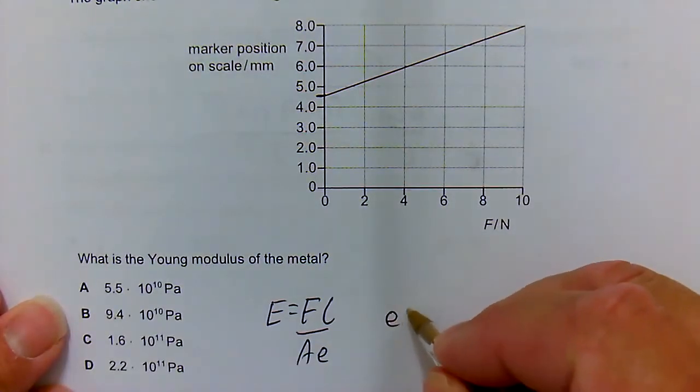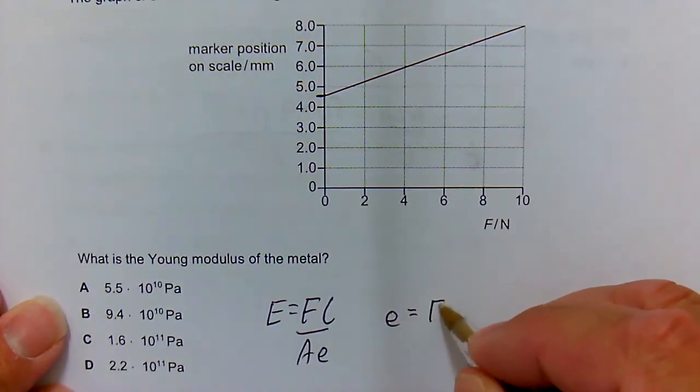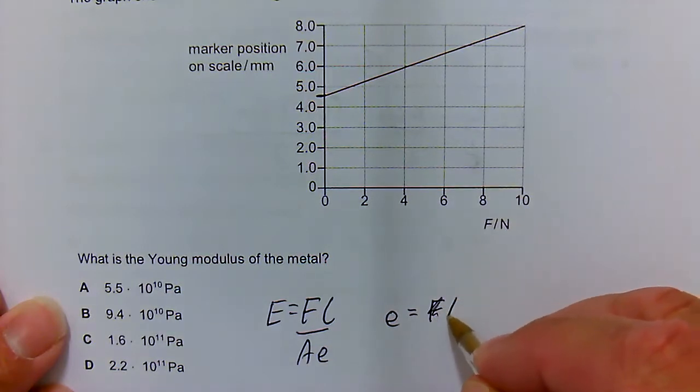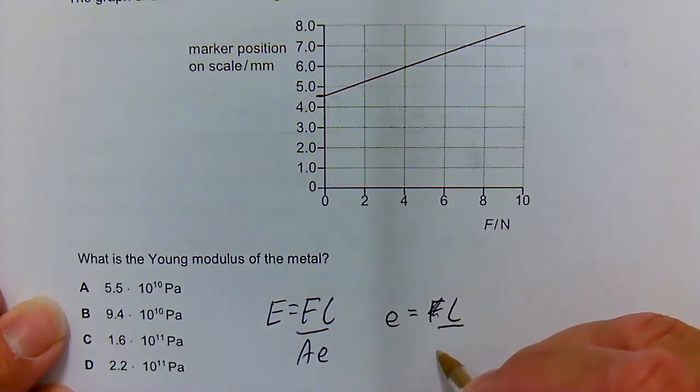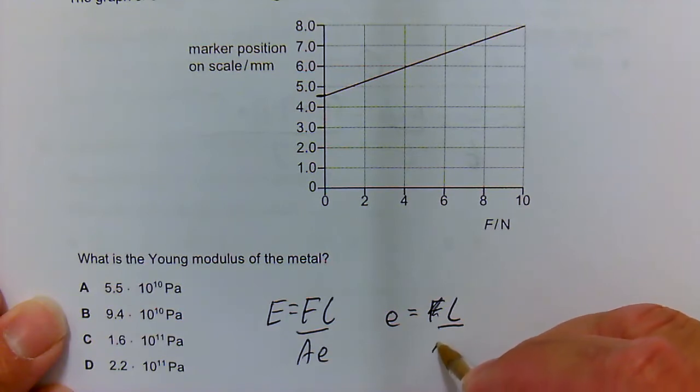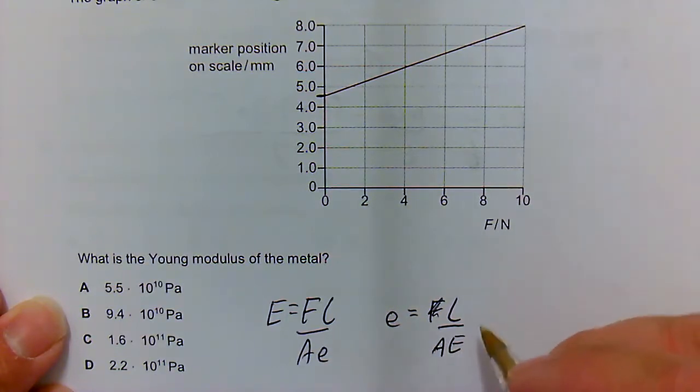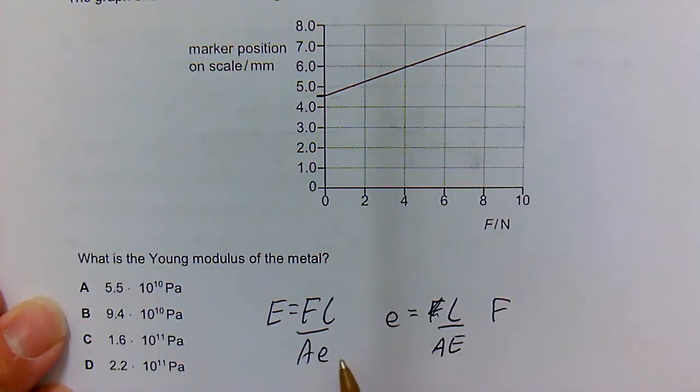So we could put extension as the subject, and we end up with L over A times the Young's modulus multiplied by the force. Double check it. Yeah, that makes sense. Multiply both sides by E, cancel it out from that side. Divide both sides by the Young's modulus, cancels it out from that side. So we end up with that.